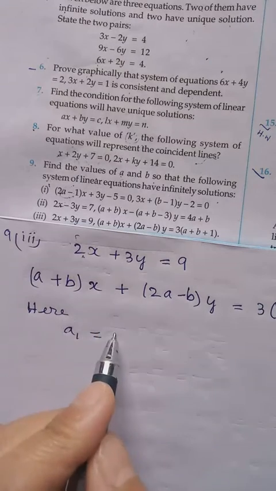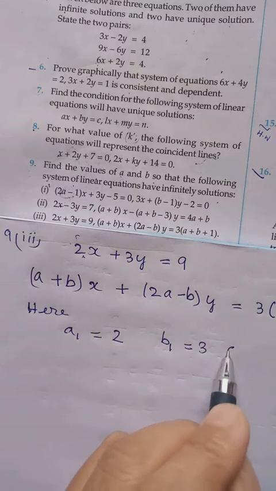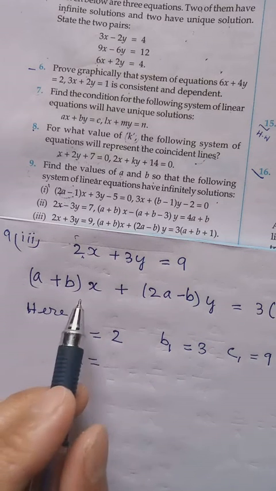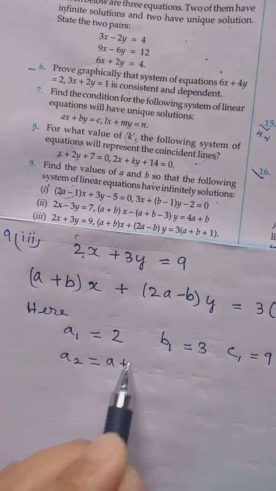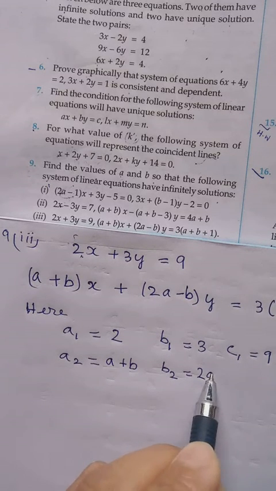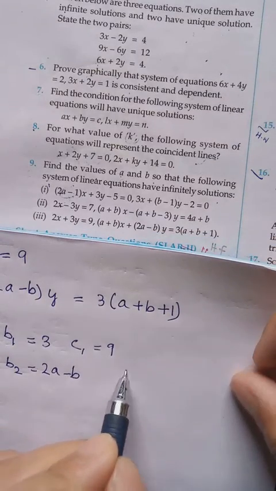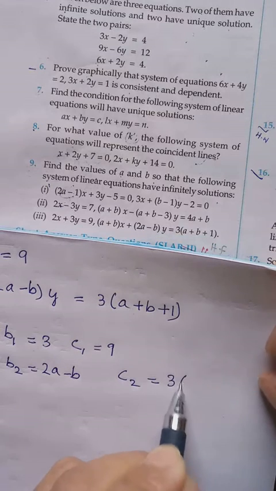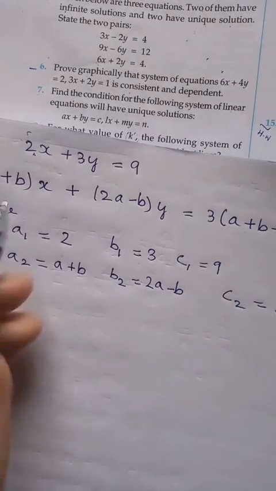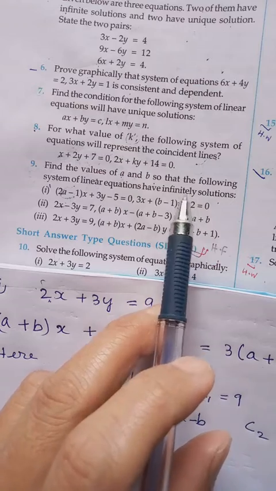x, from here it will be 2. The coefficient of y is 3. The constant term is 9. Then the coefficient from the second one is A plus B. The coefficient from here is 2A minus B. And then the constant term equals 3A plus B plus 1.